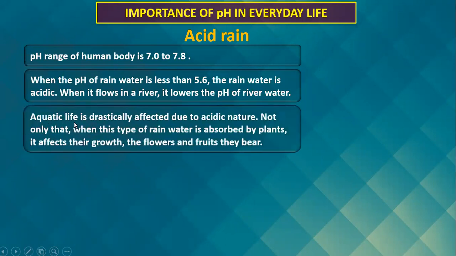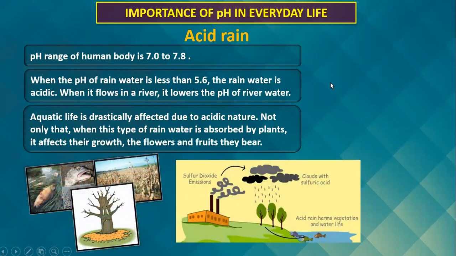So due to that, aquatic life is drastically affected due to the acidic nature. Not only that, when this type of rainwater is absorbed by the plants, it affects their growth, the flowers, and the fruits they bear. Everything that depends on the rainwater will get affected when the pH value is less than 5.6. So there is a chance to ask a question based on this concept, acid rain. When do we call the rain acid rain? The options they will give like 7, 5.6, 5.5, and 4. So the answer is less than 5.6. Is it right? The answer is less than 5.6.